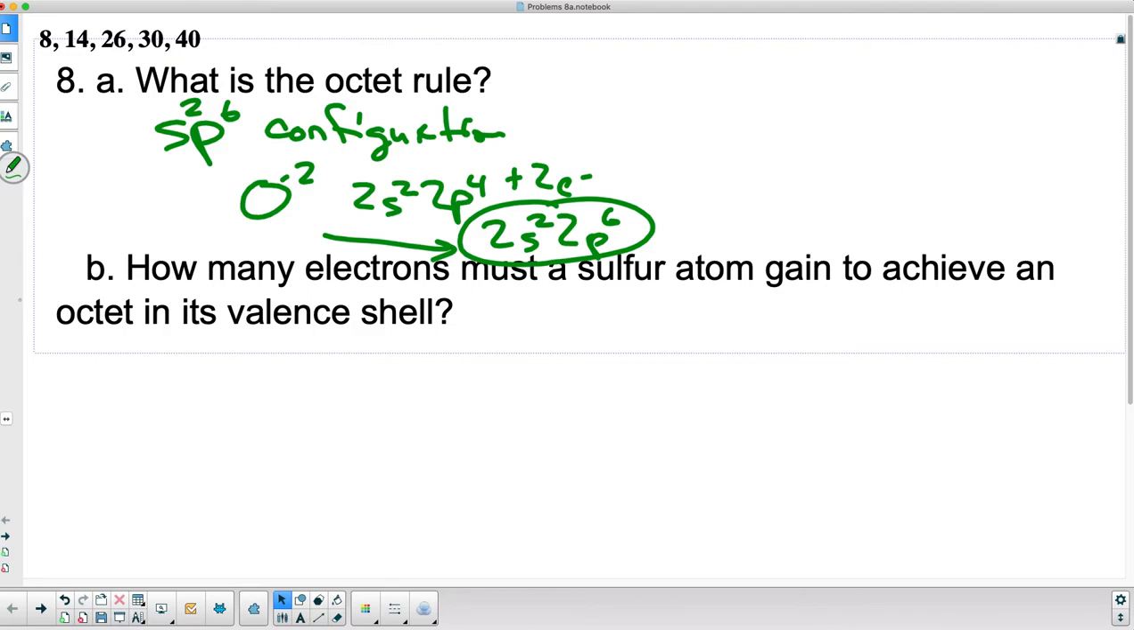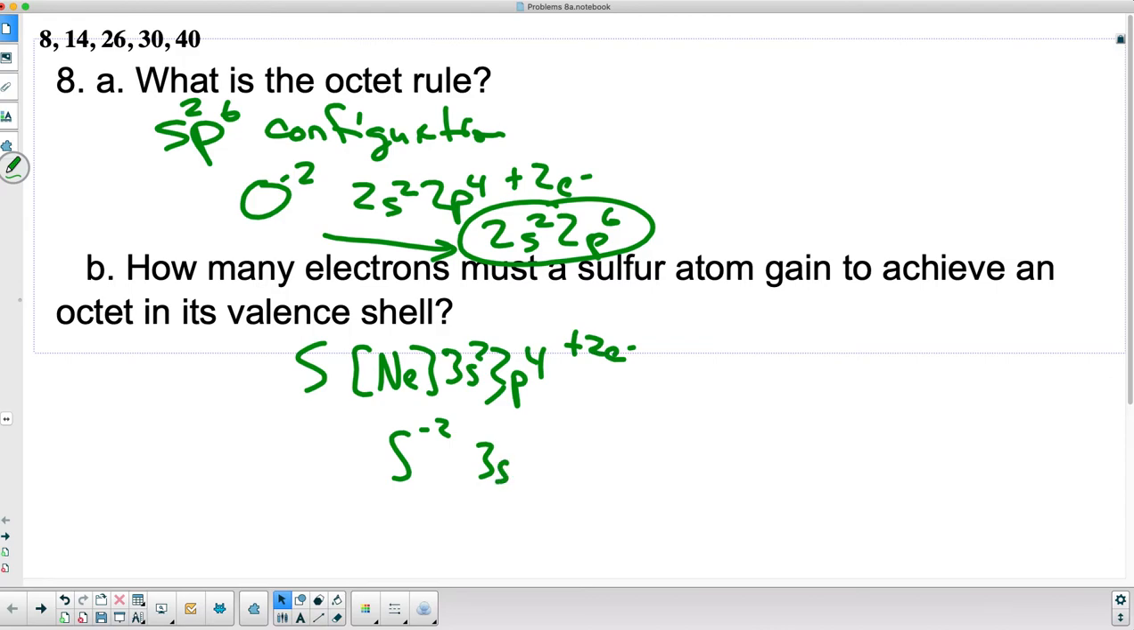How many electrons must a sulfur atom gain to achieve an octet? So sulfur is neon 3s2, 3p4, same thing as oxygen. Two extra electrons gives sulfur a -2 charge, and it also gives it a 3s2, 3p6 electron configuration. So this would be where my octet rule is. The 2 and the 6 give us a total of 8 and a -2 charge for sulfur.